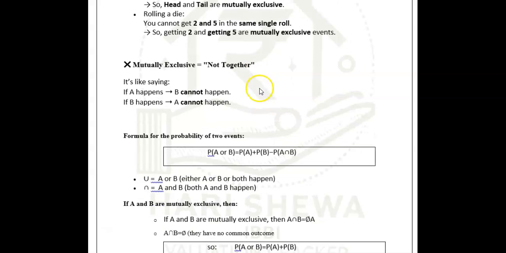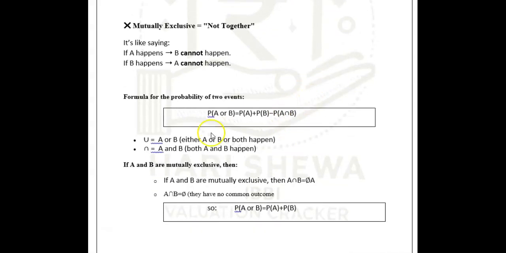So, the formula for the probability of two events. This is the formula sometimes asked in a 1 mark MCQ. The formula for the probability of two events: P(A or B) is equal to P(A) plus P(B) minus P(A union B). This union means either A or B or both happen.